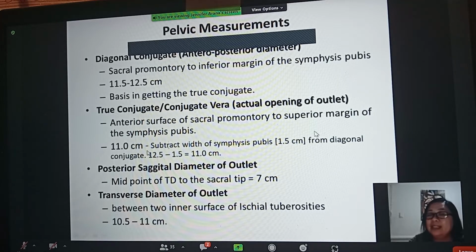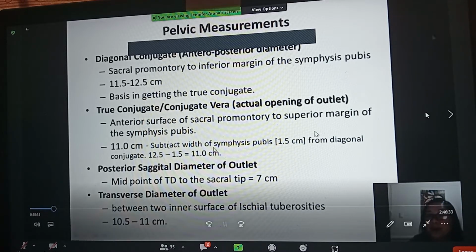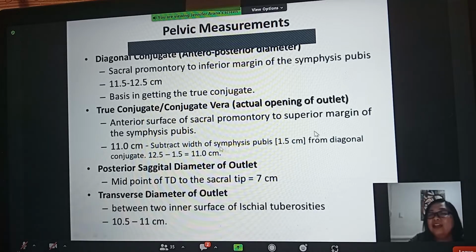Or subtract the width of the symphysis pubis from the diagonal conjugate. Usually, the width of the symphysis pubis is 1.5. That is why I told you a while ago, we have to remember the diagonal conjugate measurement, which is 11.5 to 12.5, because we can use this in measuring the true conjugate. Whatever the result of the diagonal conjugate is, we are going to subtract 1.5 centimeters from that in order to come up with the true conjugate.